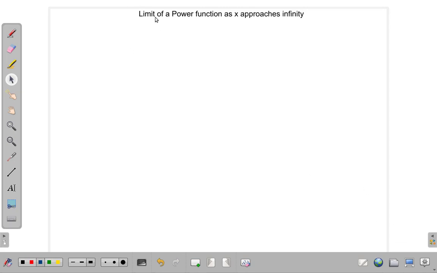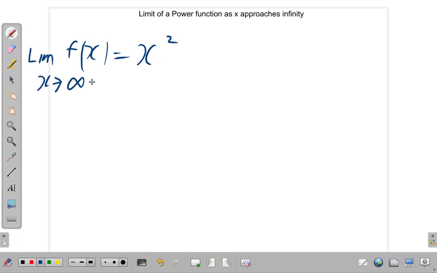Let's look at the limit of a power function as x approaches infinity. A power function that's a polynomial. For example, suppose you have f of x is equal to x to the power of 2, and you want the limit as x tends to infinity.